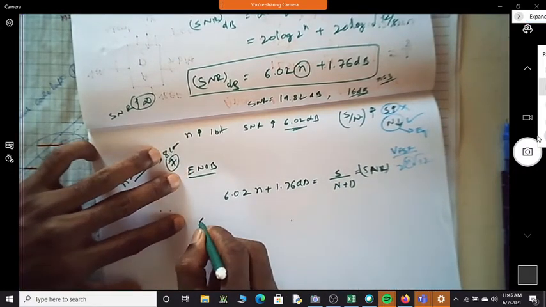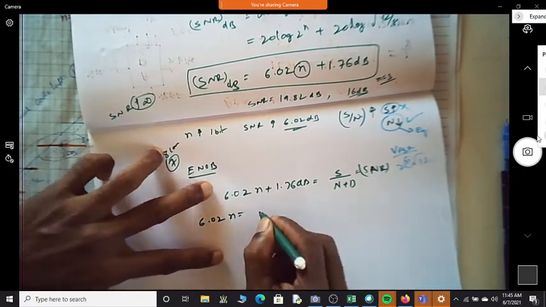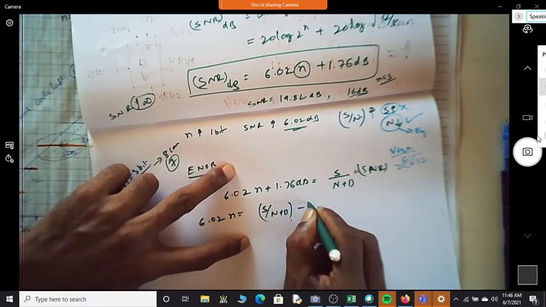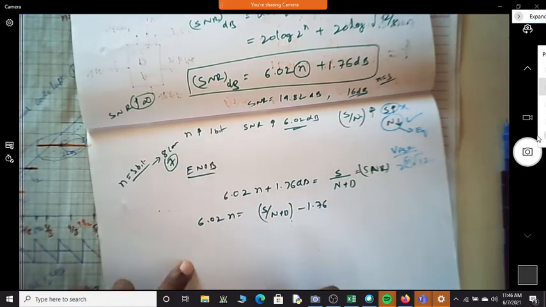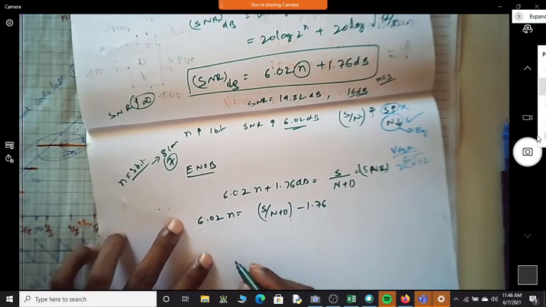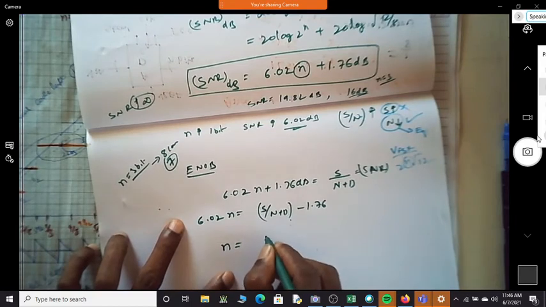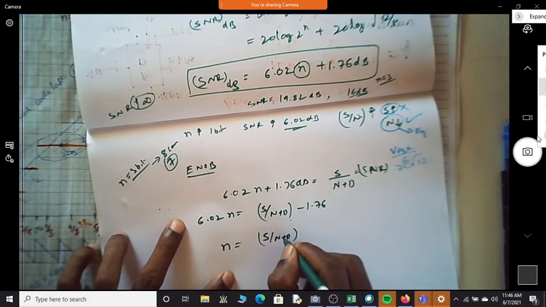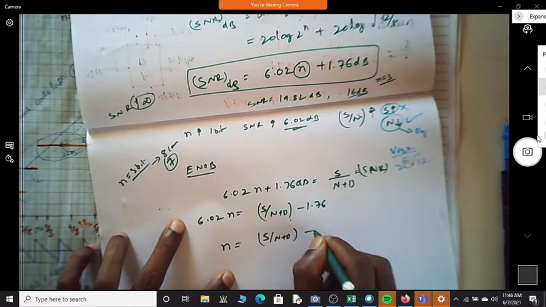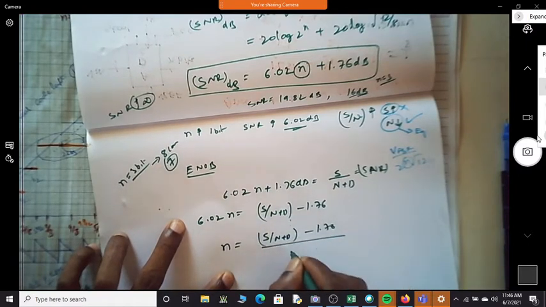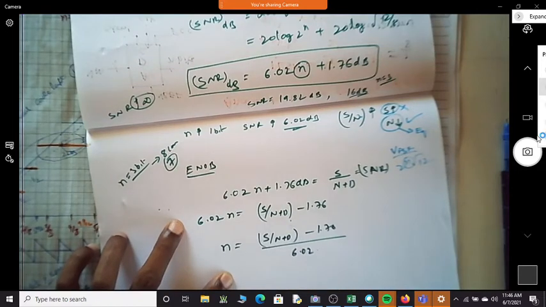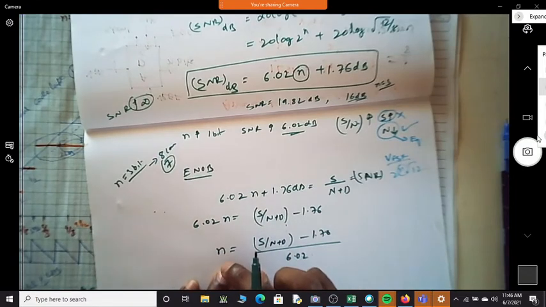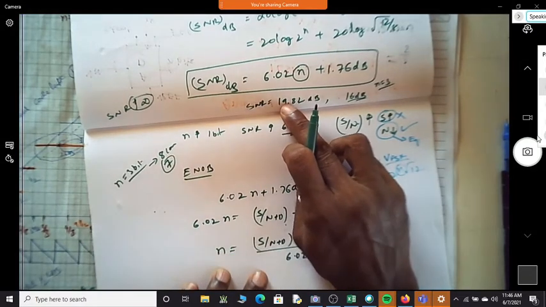So shall I write it as 6.02 n is equal to signal to noise plus distortion ratio minus 1.76? So n is equal to the signal to noise plus distortion ratio minus 1.76, divided by 6.02. Now let us consider if n would have been 3, what was the maximum signal to noise ratio?